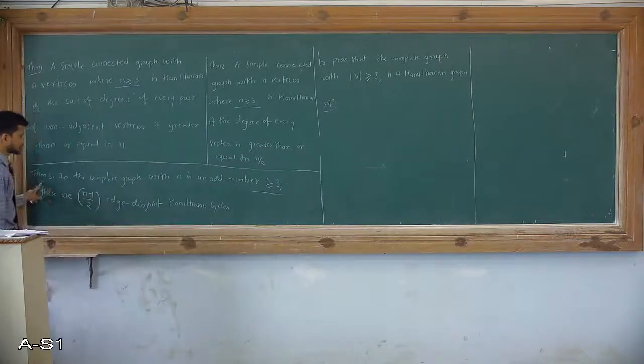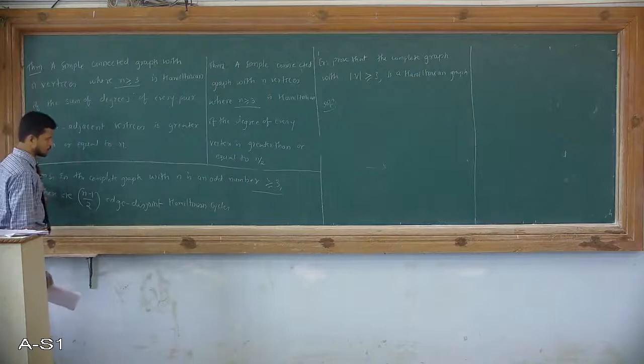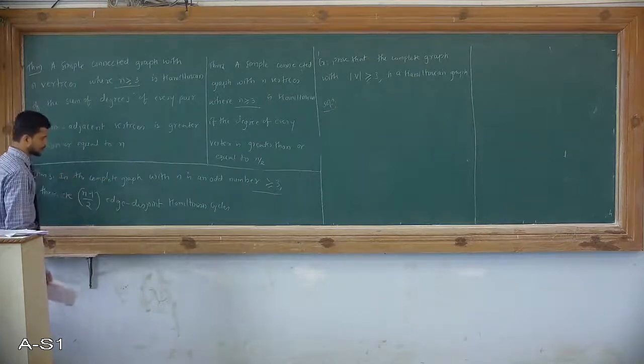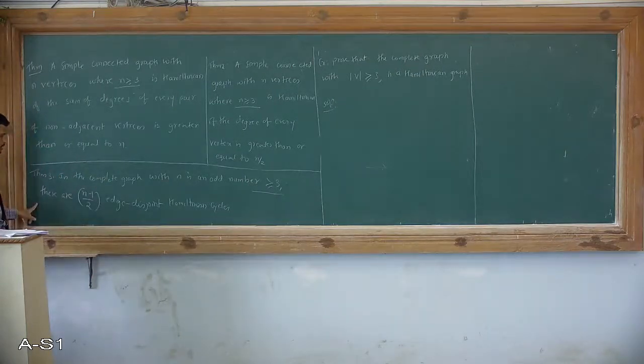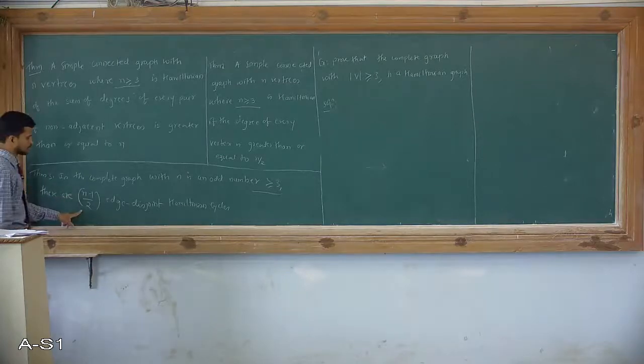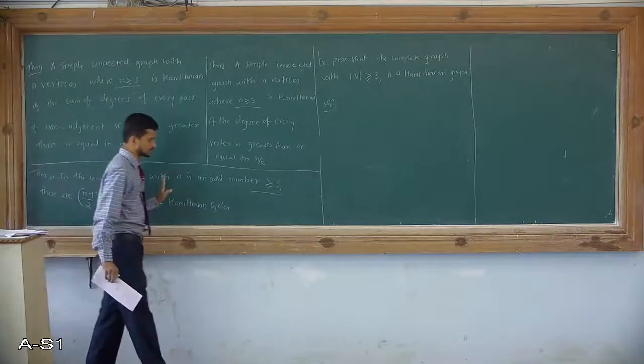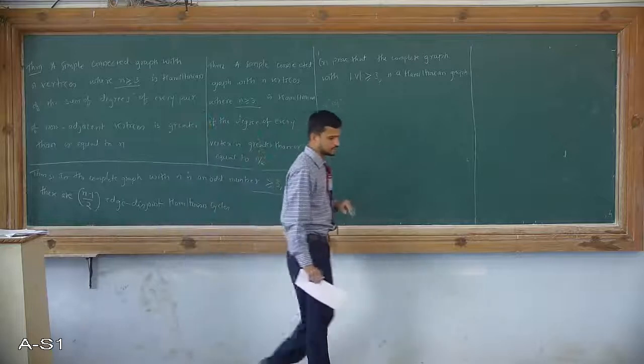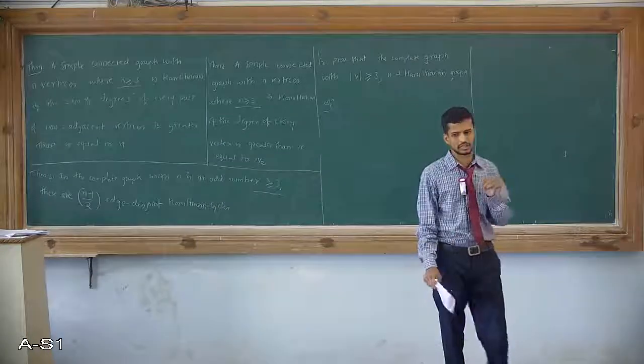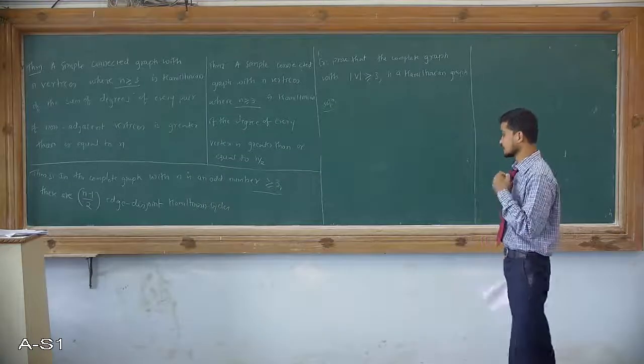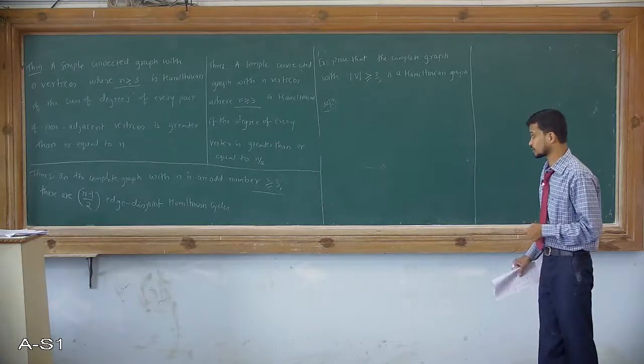The third one is, if it is Hamiltonian and the number of vertices is greater than or equal to 3, then there are (n minus 1) divided by 2 edge-disjoint Hamiltonian cycles. We can use any of these 3 theorems to prove whether Kn, the complete graph, is Hamiltonian or not.